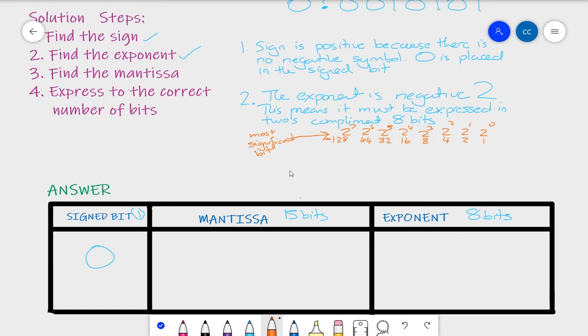Okay, so we need to work out how to do this. So what we could do is find out the positive. Remember, there's a few steps to this. So step 1 is find the positive of 2. So we know that that's a 2, which means the rest of these will be zeros. Step 2 is to flip them. So that becomes 1, 1, 1, 1, 1, 1, 0, 1. And then step 3 is add 1.